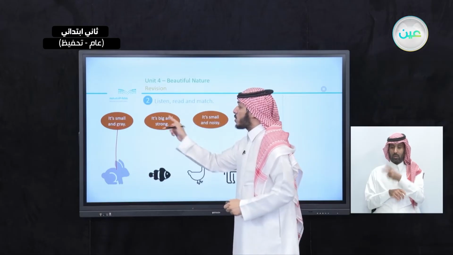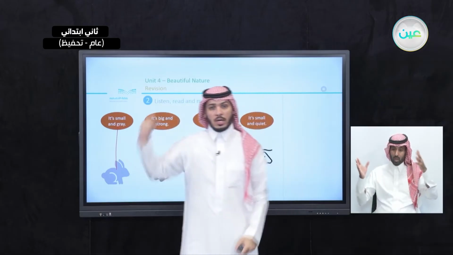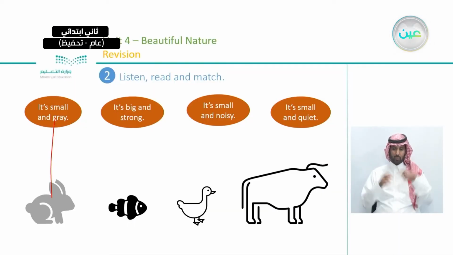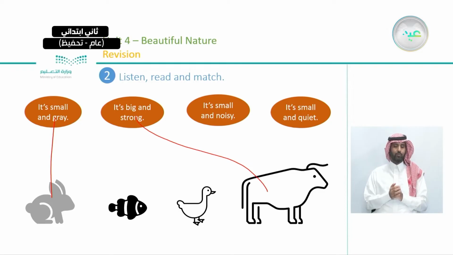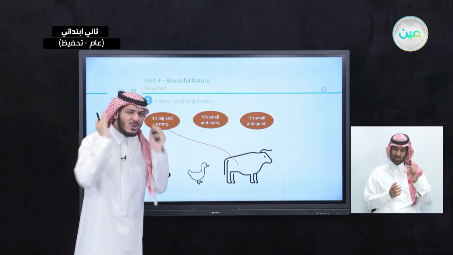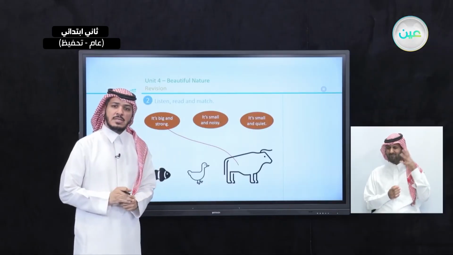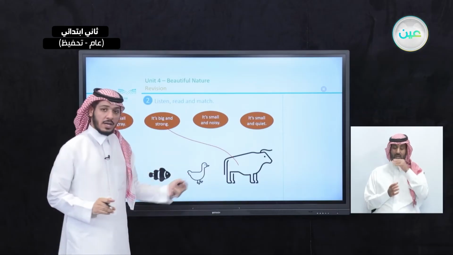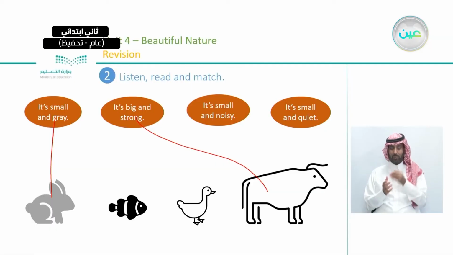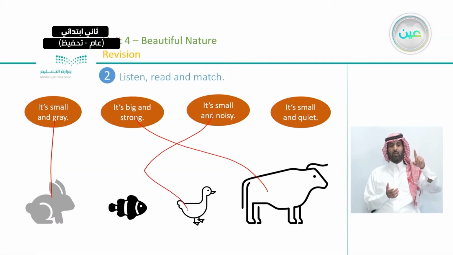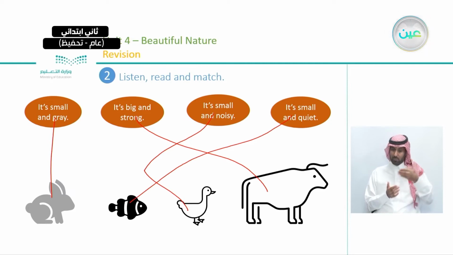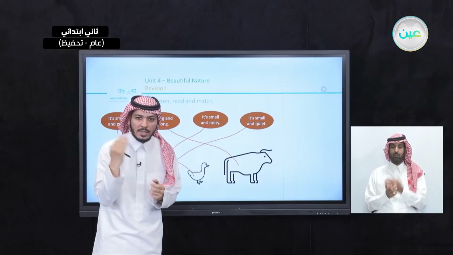Okay, it's big and strong. Where is it? Big and strong. Yes, it's there. Excellent. So this is the bull. Okay. It's small and noisy. Is it the fish or the duck? Excellent. So it's the duck here. So the last one is small and quiet. Quiet. Excellent.